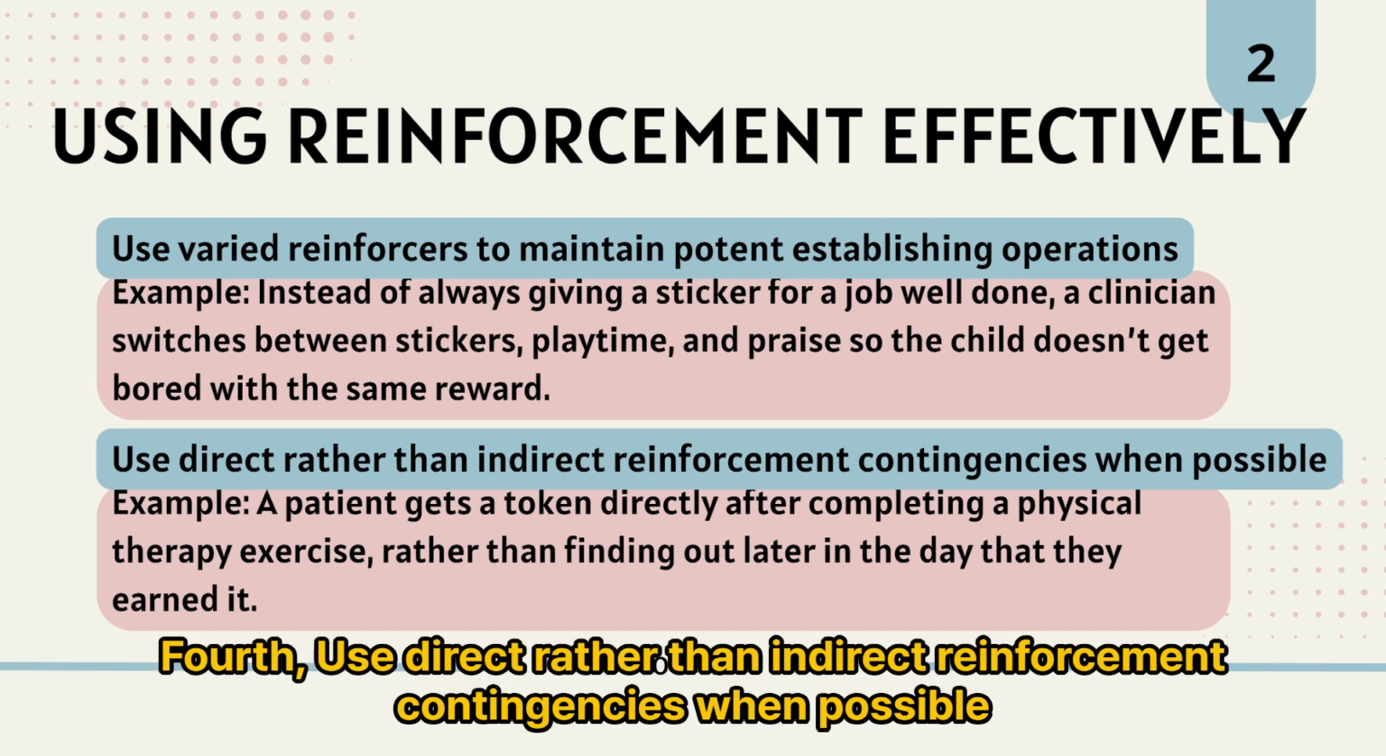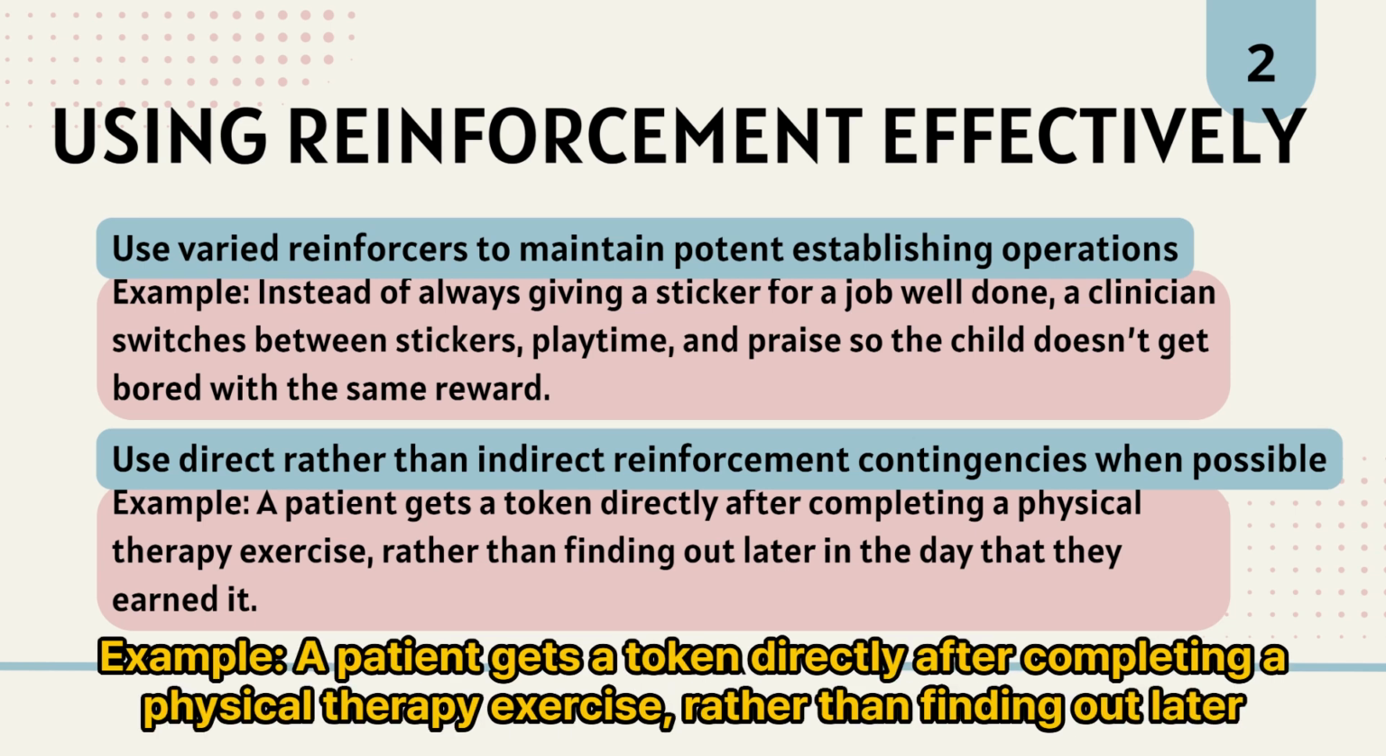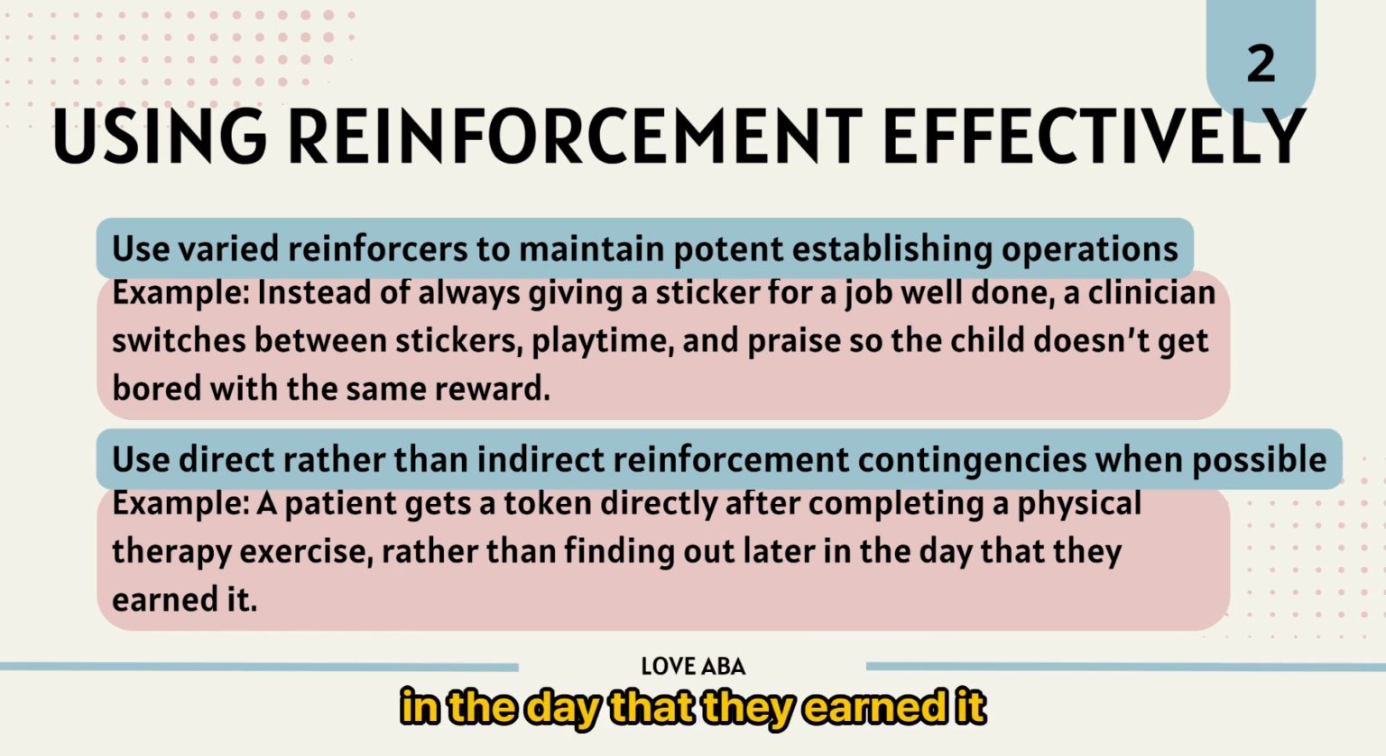Fourth, use direct rather than indirect reinforcement contingencies when possible. Example: a patient gets a token directly after completing a physical therapy exercise, rather than finding out later in the day that they earned it.